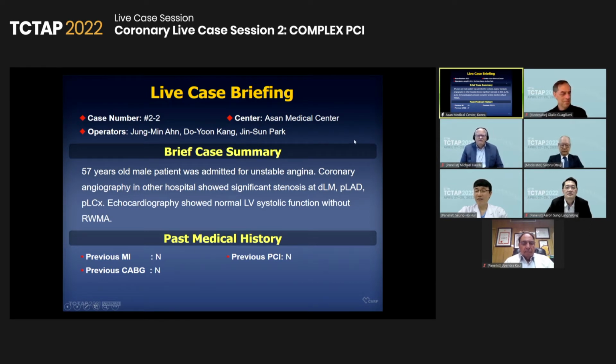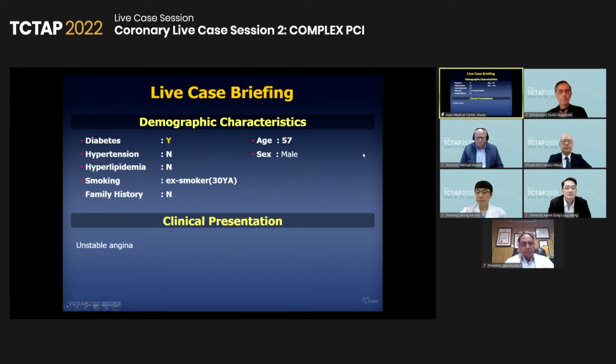He was admitted for unstable angina. He was actually recommended to do CABG, but he didn't want surgery. So coronary angiography in another hospital showed significant stenosis at the distal left main and a bifurcation lesion. Echocardiography showed normal LV systolic function without regional wall motion abnormality. He didn't have any previous MI or revascularization. He has diabetes and he's an ex-smoker. The clinical presentation of this patient is unstable angina.